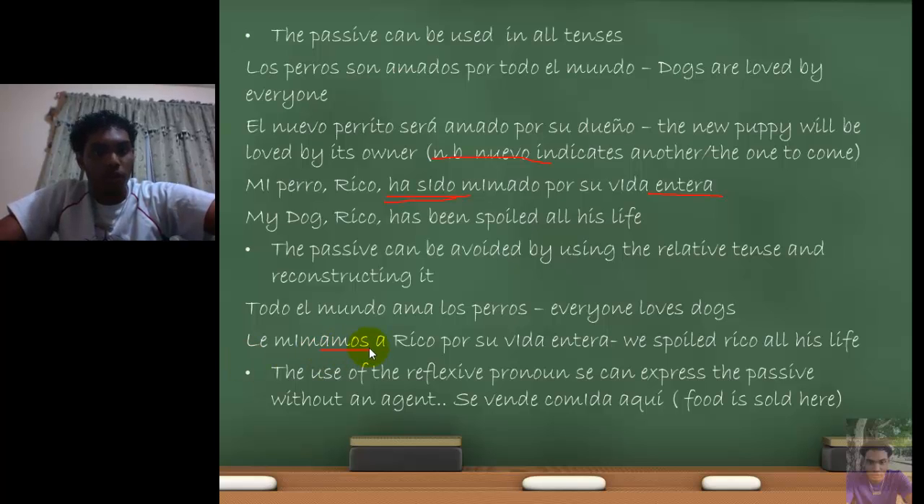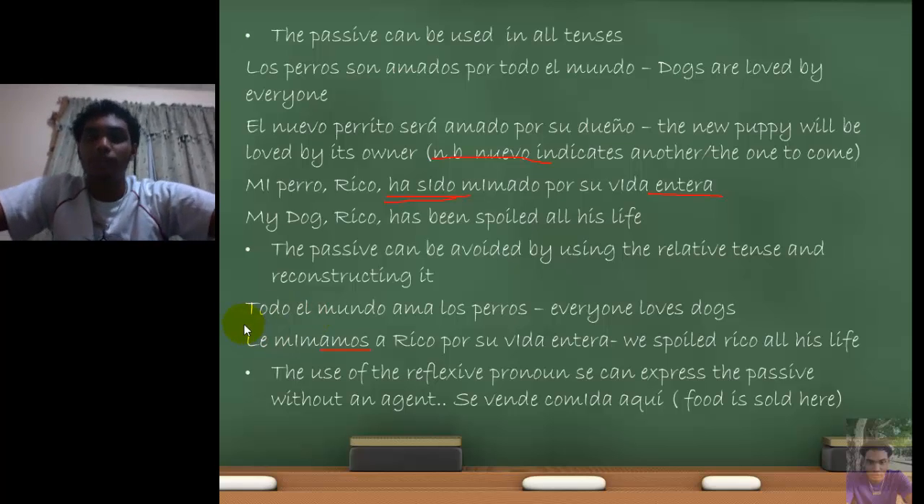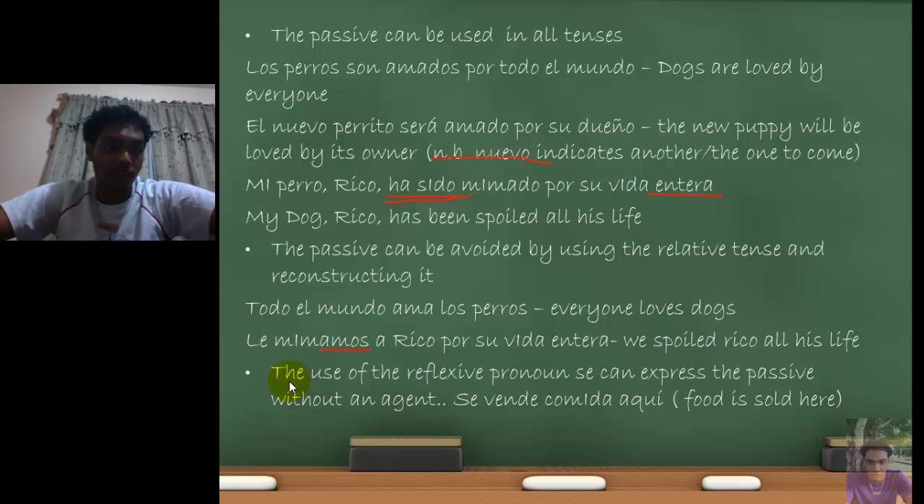Please note, if this were le mimaron a Rico por su vida entera, it would be Rico was spoiled all his life, right? Or has been spoiled all his life. It's just a way in the third person plural. It's not widely used, but you can use it. It's not incorrect, right? Now, this one is very much popular.